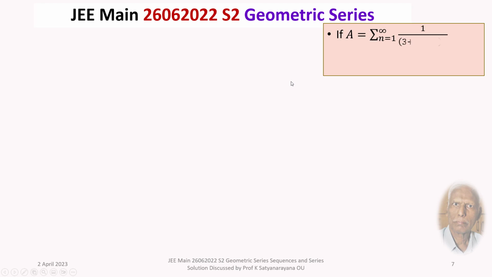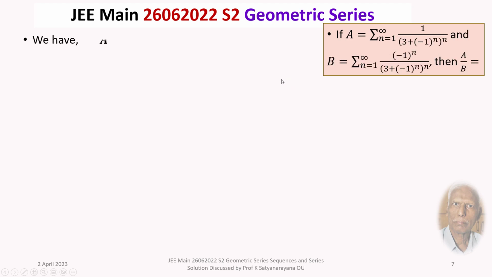That's our given question. Now, we have already seen capital A is equal to 11 by 15, the sum of the first series. Now, we will consider the second series. B is equal to sigma n is equal to 1 to infinity of (minus 1)^n by 3 plus (minus 1)^n into n.